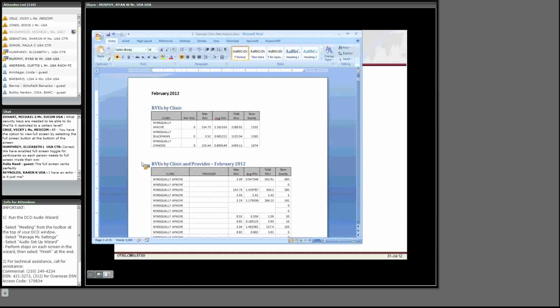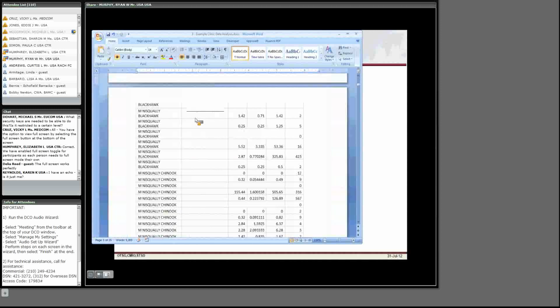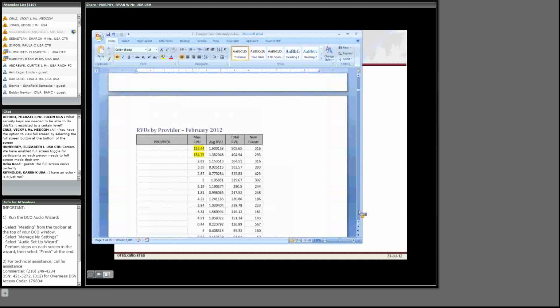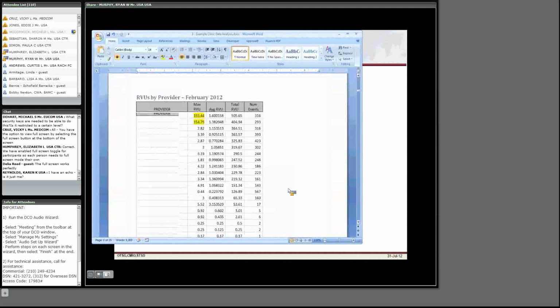So this is an example of one of the reports that we have. This first part is just the RVU portion of the report. We have it broken out by clinic, and then you can see this blank area. These are actually broken out by providers, but I deleted the providers out of here just so I didn't have them on the DCO. Now here we had, for just a quality check, a max RVU.